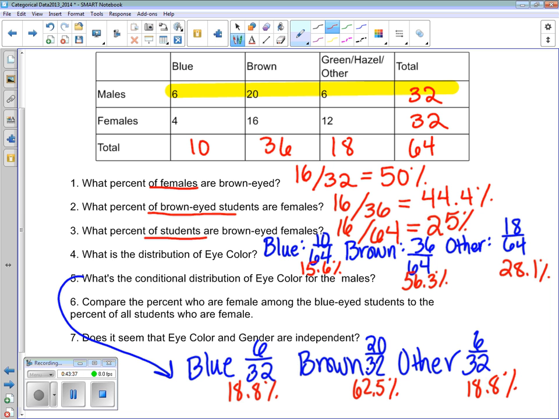Okay? So according to this data, this particular sample, it appears as though gender and eye color are dependent. Or at least all we can say is we don't have enough information to say that they're independent. Okay? I like that way better too, actually, because they're really not dependent variables.